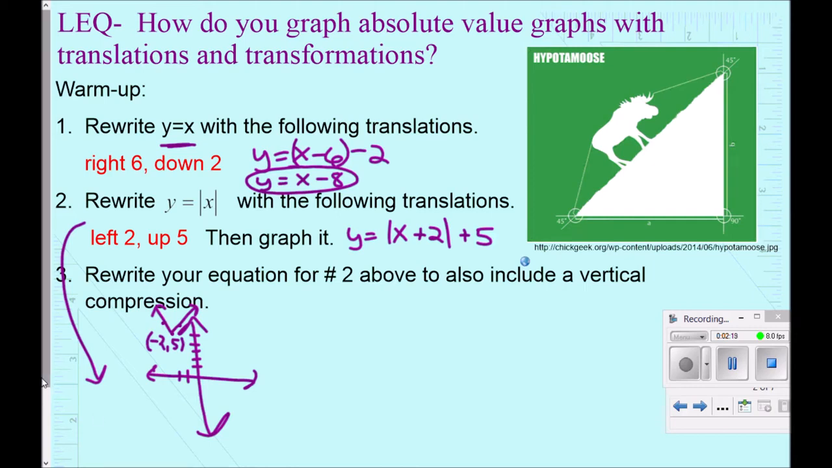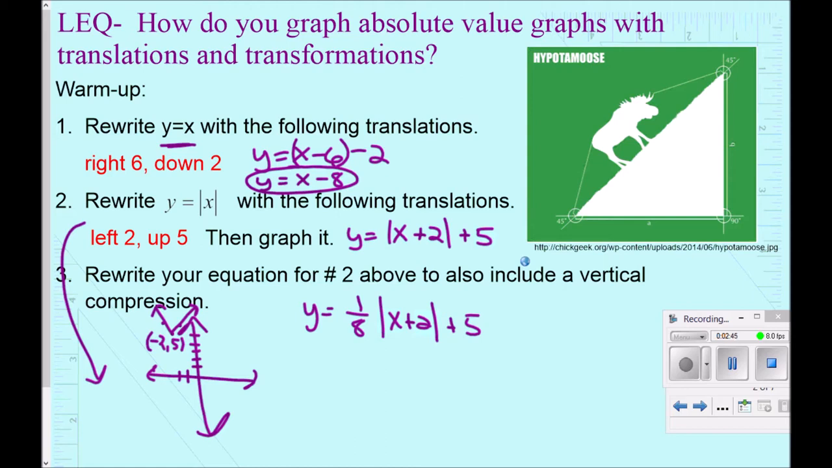Number 3, we're supposed to keep that same equation but include a vertical compression. Well, remember, vertical compression is when the absolute value of the number we're about to put in front is less than 1. So something like 1/8 in the front of the absolute value of x plus 2 plus 5 would work. Any fraction that's going to be less than 1 would be a vertical compression.